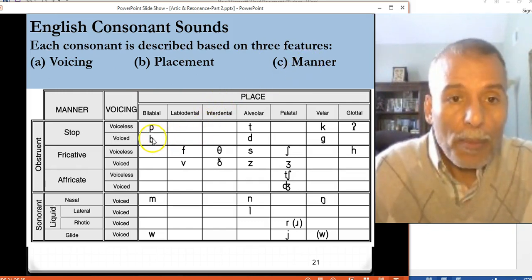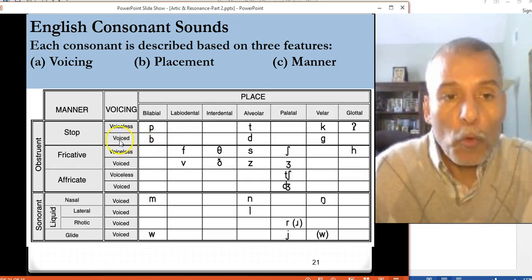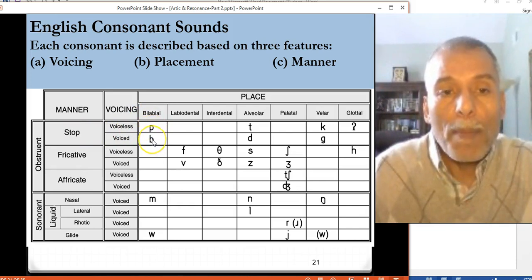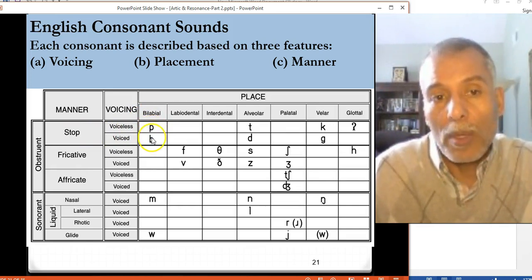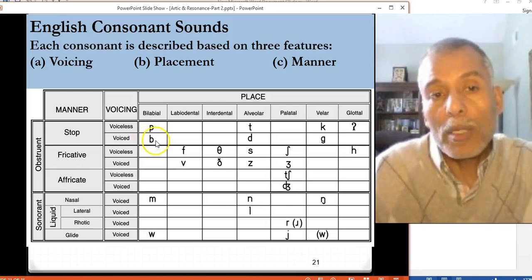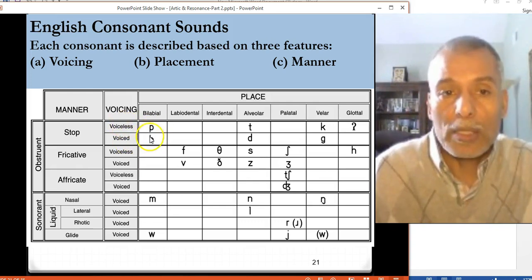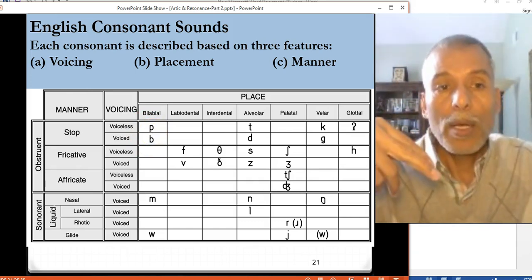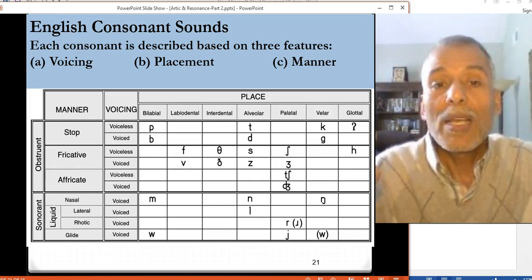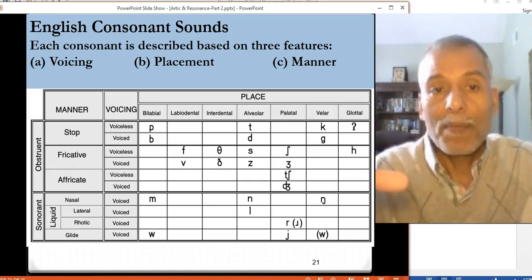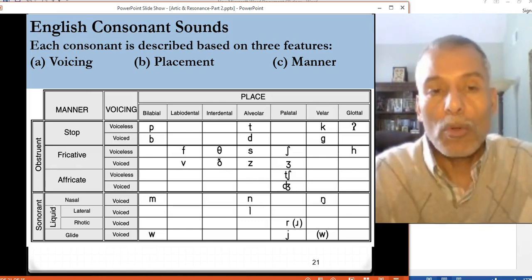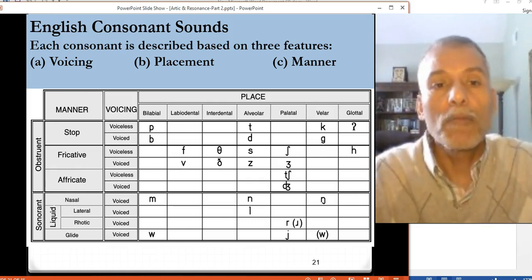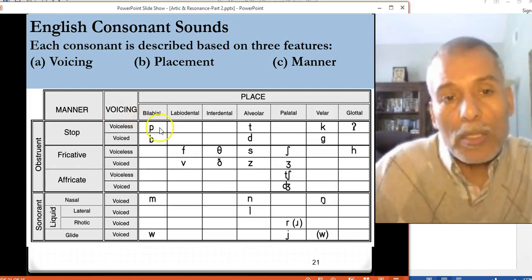Now, let's describe the B. The B is a voiced bilabial stop. What is the difference now between the P and B in describing them? You are right. The B is voiced, the P is voiceless. So when you have two consonants that are similar in everything except for voicing, then these become cognates. If they're different in anything else, you don't call them cognates. You only call them cognates if they are different only in voicing. So this is the first pair.